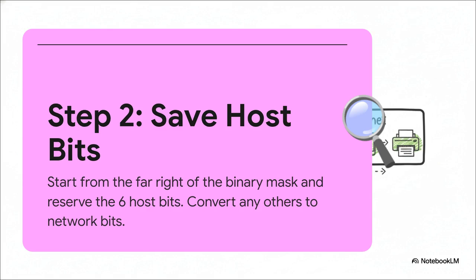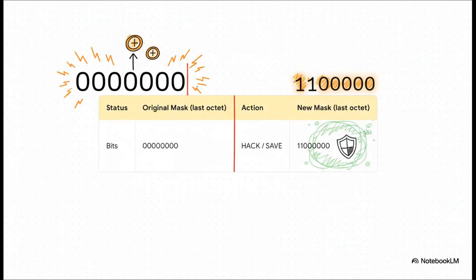They're about to become network bits. Let's see what this actually looks like. Our original /24 mask has all zeros in that last octet, right? So we count 6 bits from the right and we save them. But look, there are still 2 zeros left over to the left of our saved bits. We hack those, bam, they get flipped to 1s. They just got a promotion from host bits to network bits.